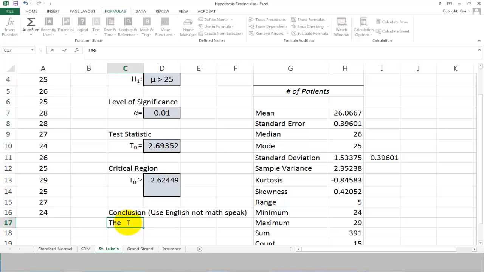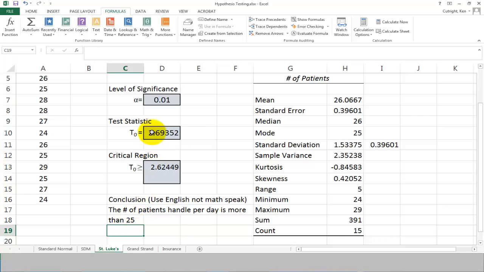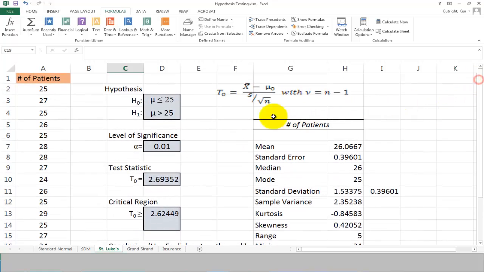the number of patients that we handle per day is more than, I'm going to go down here, more than 25. We rejected the null hypothesis and accepted the alternate hypothesis, which is that the average number of patients that we can accommodate in a day is more than 25.